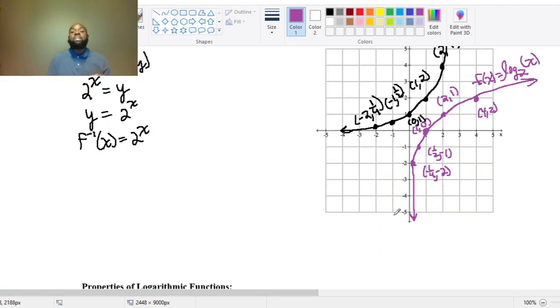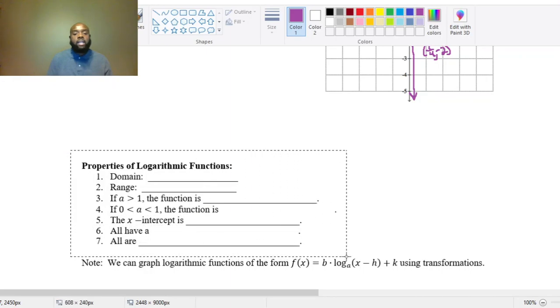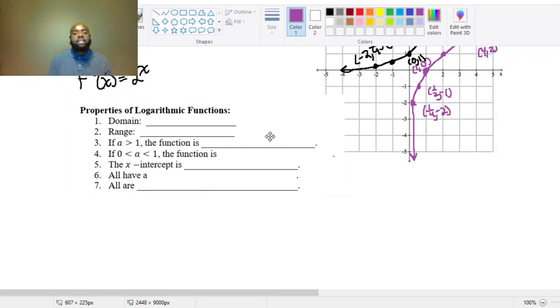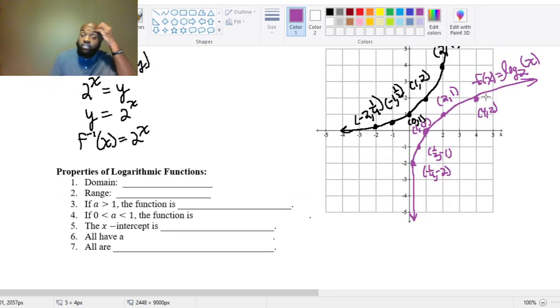Here are some properties of this function. Actually, I'm going to pull this up ever so slightly so that we can see these as well as the graph. The domain of this function is the range of your exponential function. The range of your exponential function was 0 to infinity. So for this basic logarithmic function, your domain is going to be from 0 to infinity. Now this is log at base a of x.